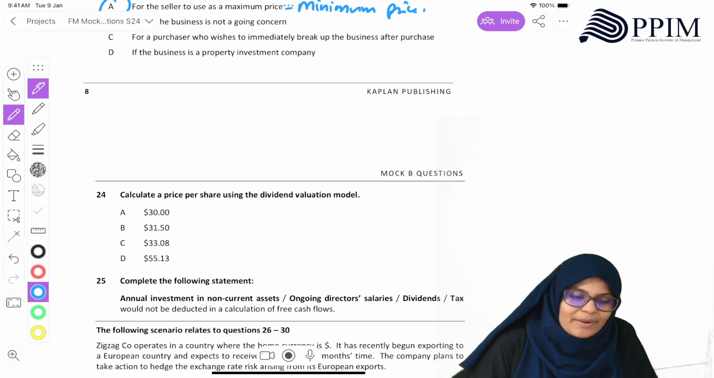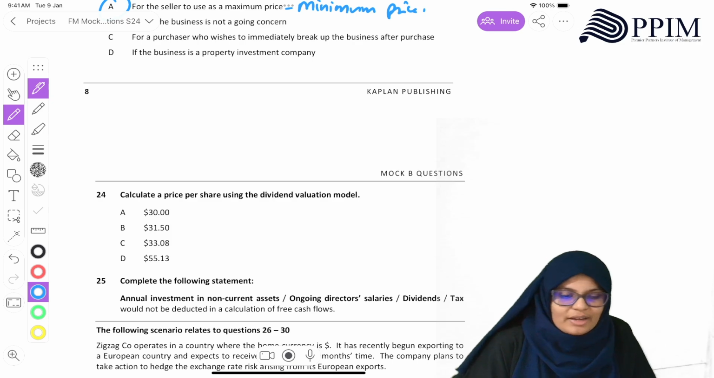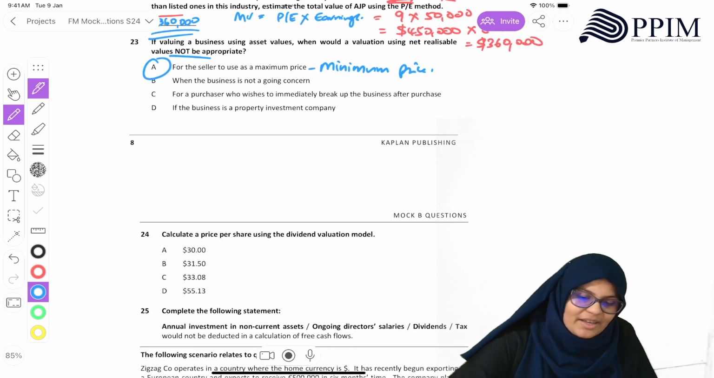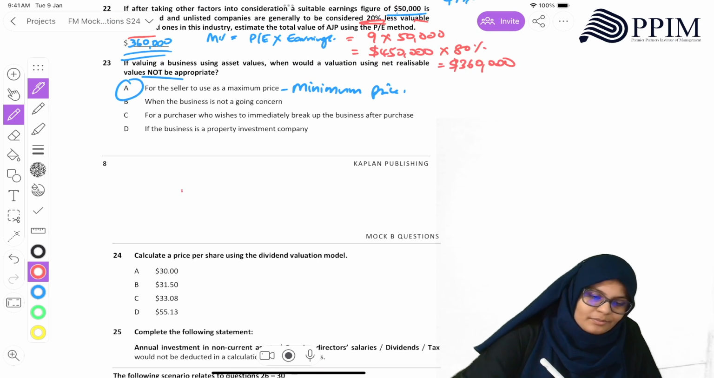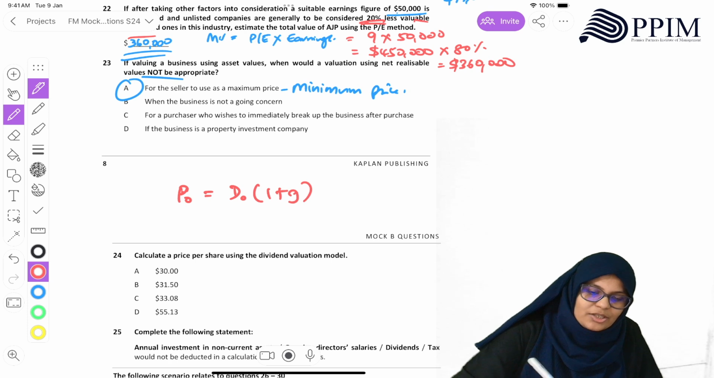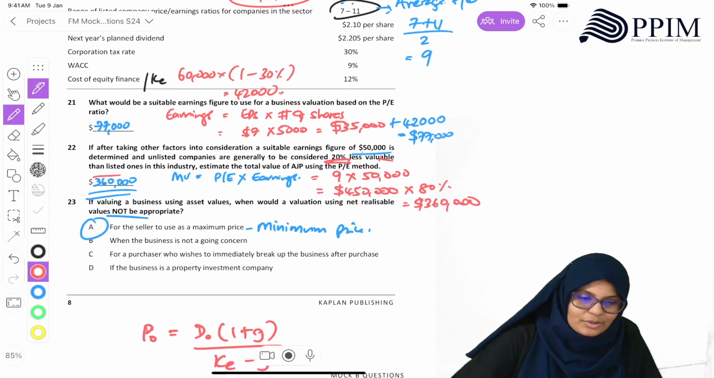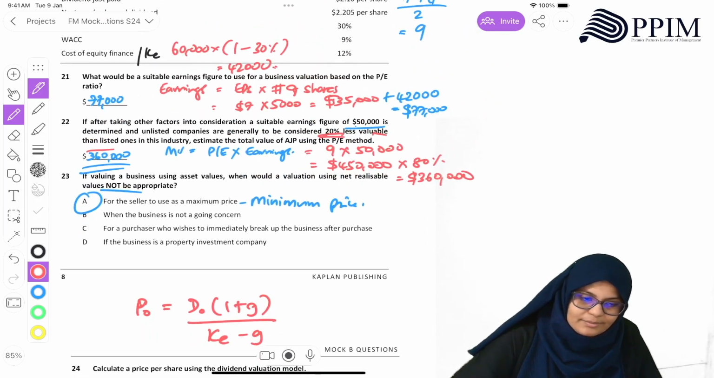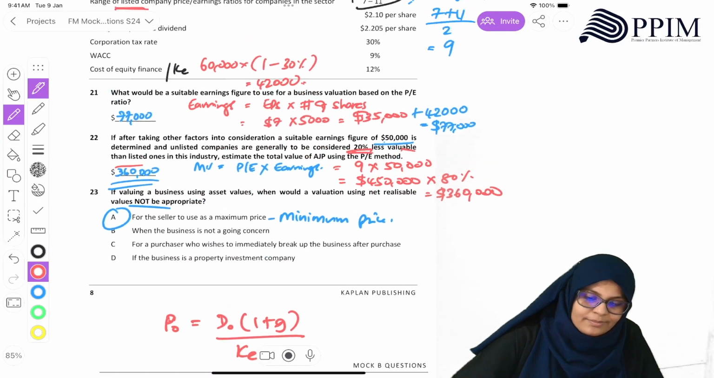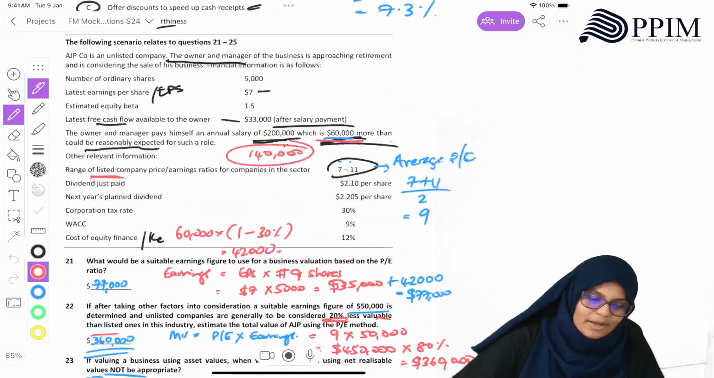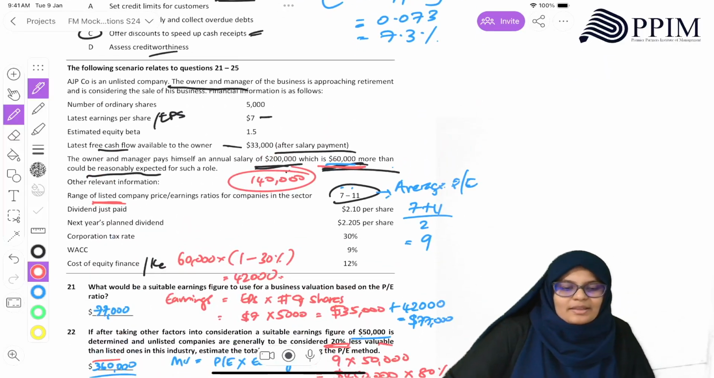24. Calculate the price per share using the dividend valuation model. So we have done this many times. I'll give you the equation here. Market price of the share should equal the dividend D naught times 1 plus g over Ke minus g. Everything that you need is given in the question. Quickly take down the equation if you don't have it. Can you give me the market price of a share using the data we have here?